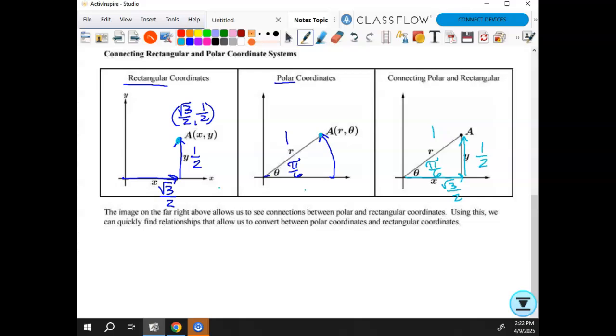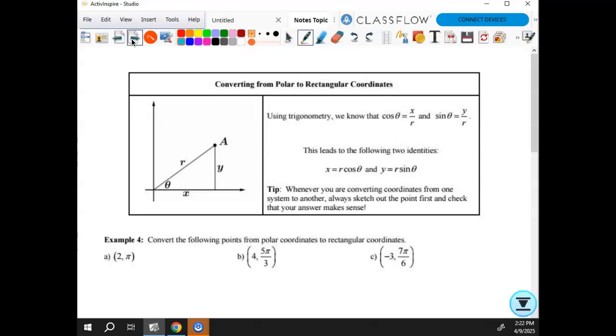All right, so then we need to be able to convert between the two. And what we do to convert, we've really kind of already done, but we weren't talking polar at that point. We know using trig that cosine theta is x over r, sine of theta is y over r. Old business. If I take these two and I solve for x and y, I get x equals r cosine theta, y equals r sine theta, okay?